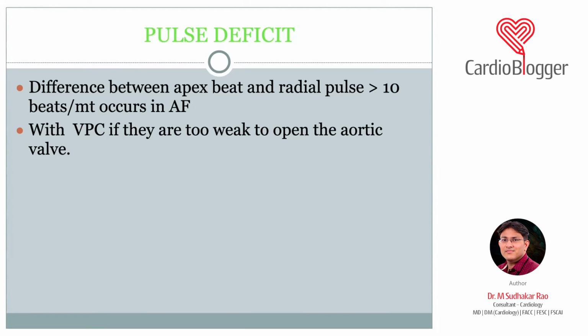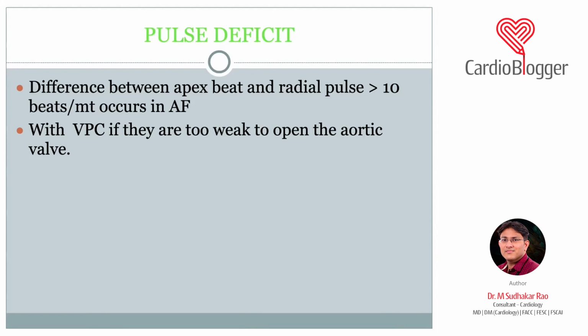Now, can you differentiate these pulses? AF can sometimes be differentiated from VPCs. How? In AF, you get something known as the apex pulse deficit. To appreciate apex pulse deficit, you need two people. One person has to feel for the apex beat, and another person has to feel for the pulse beat. If the difference is more than 10, it is known as the apex pulse deficit.